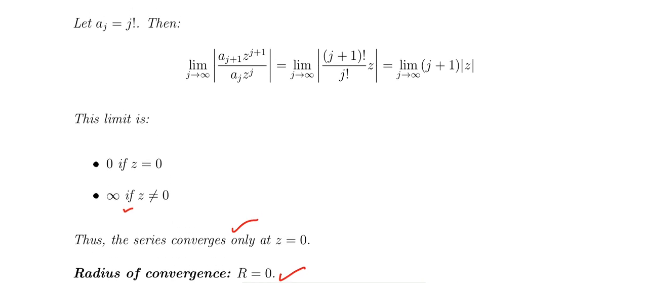Here 1 by r, as j tends to infinity, becomes infinity. So r, the radius of convergence, is 0.